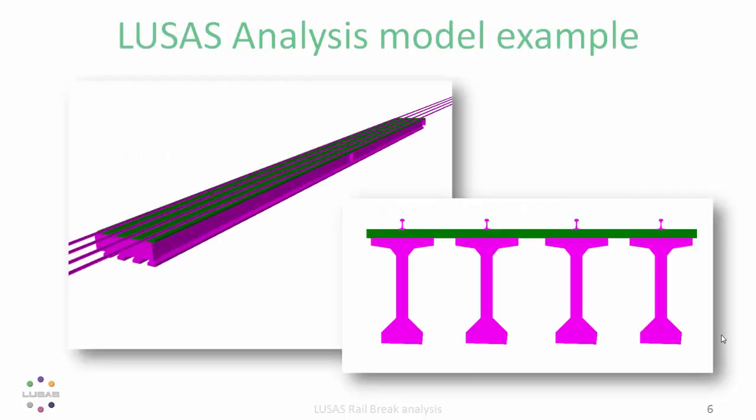Here is the model in LUSAS, where you can see the rails and precast girders and deck slab. As you can see, the rails and girders are modelled with beam elements with eccentricities. They're the pink elements in this model, and the deck slab with shells. That's the green part.